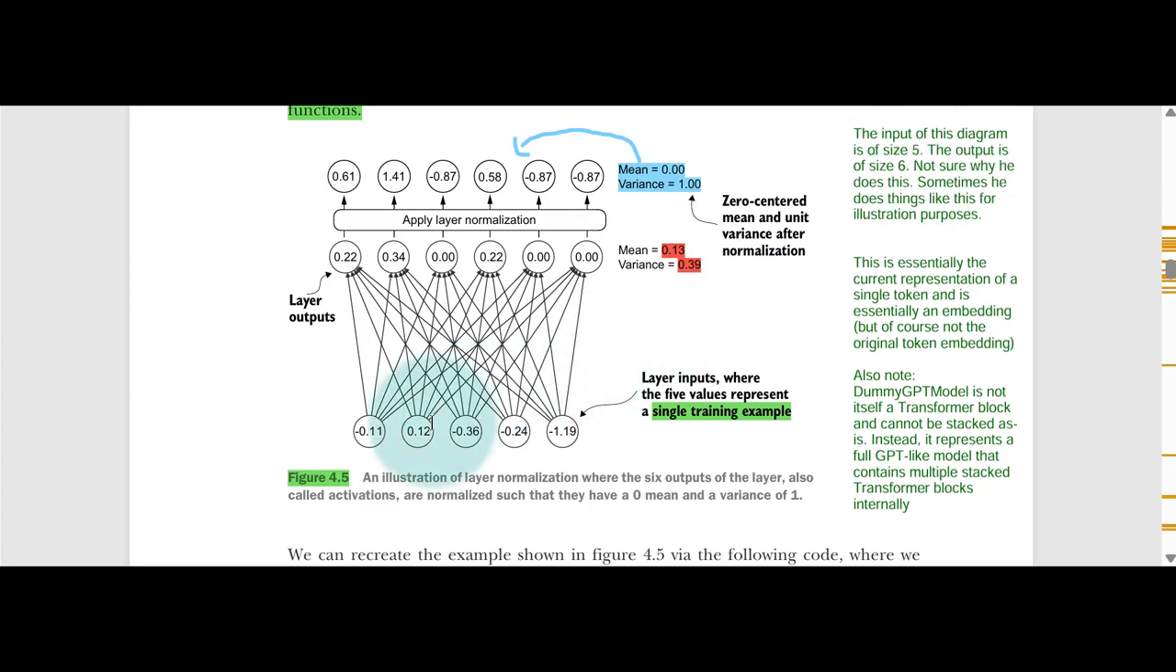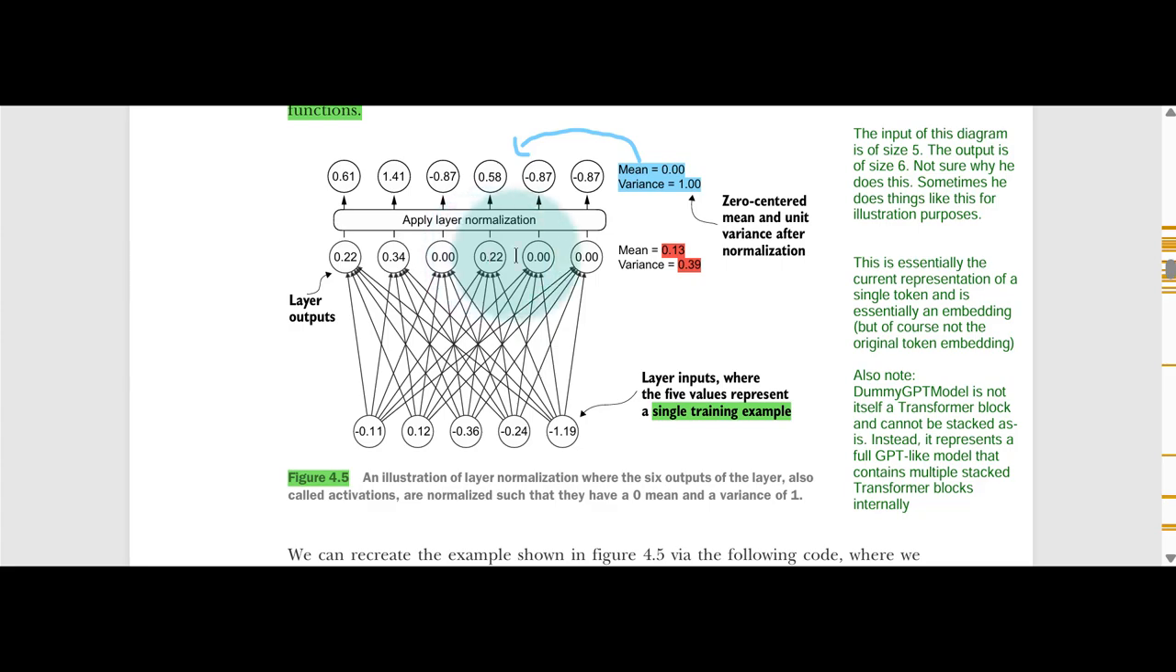Okay, let's not get caught up in the size and even whether this is a single training example like he says, or if it's just a single token, and these are the embedding values, because typically, right, we have embeddings. We don't have just a single number to represent one. Anyway, let's not worry about that. But we've got 5 here and 6 here, and then we're going to apply layer normalization.